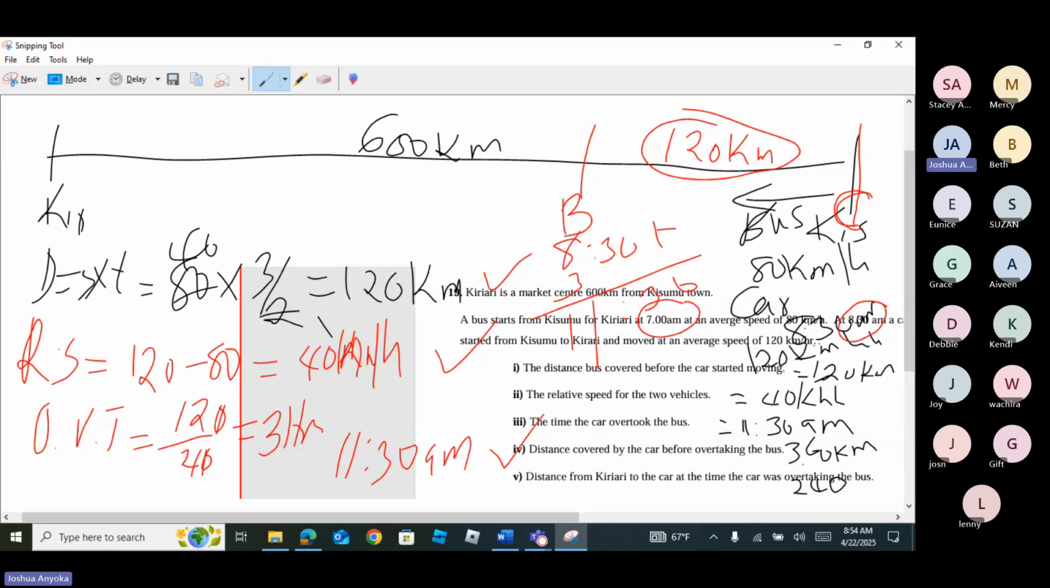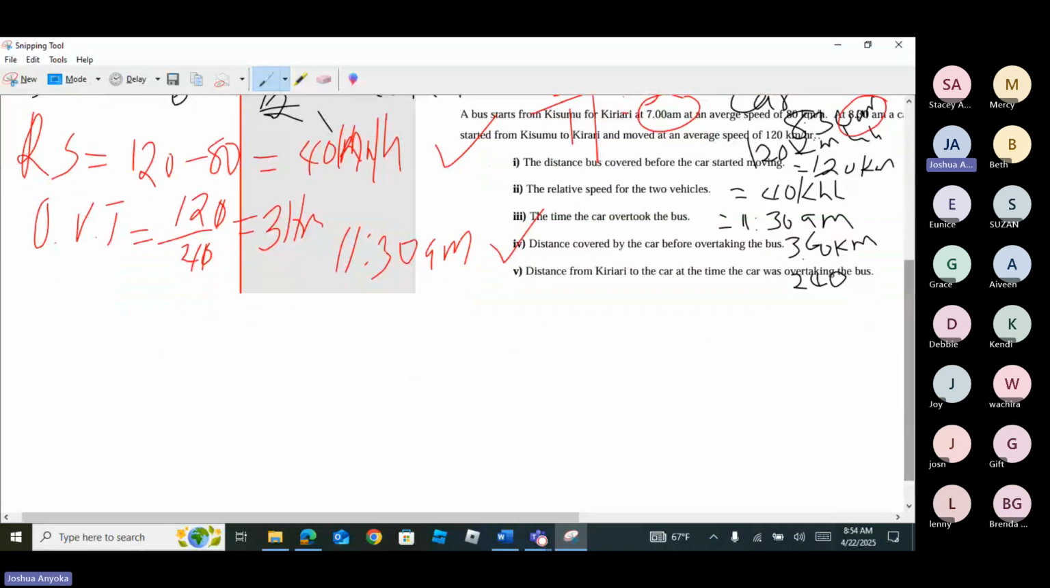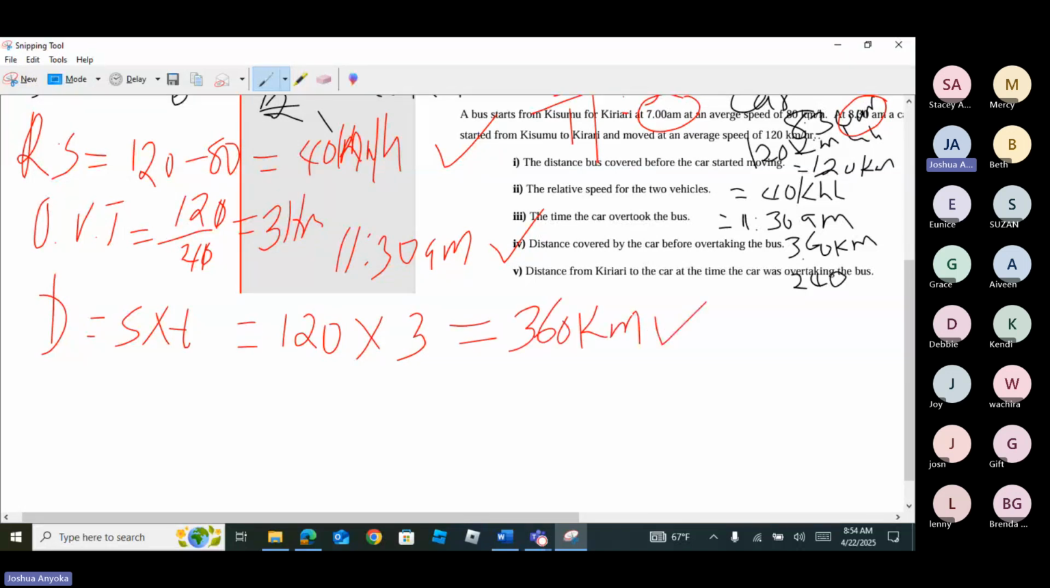The distance covered by the car before overtaking the bus. Distance is equal to speed times time. Speed of the car, 120 kilometers per hour. Time taken, 3 hours. This gives us 360 kilometers. That's good.